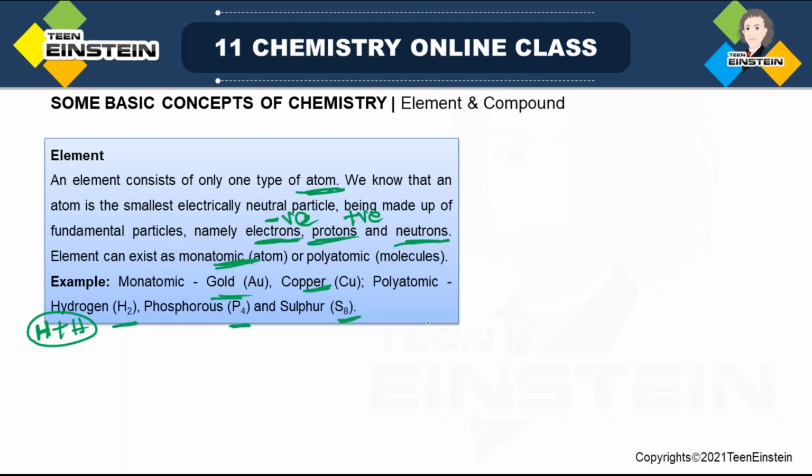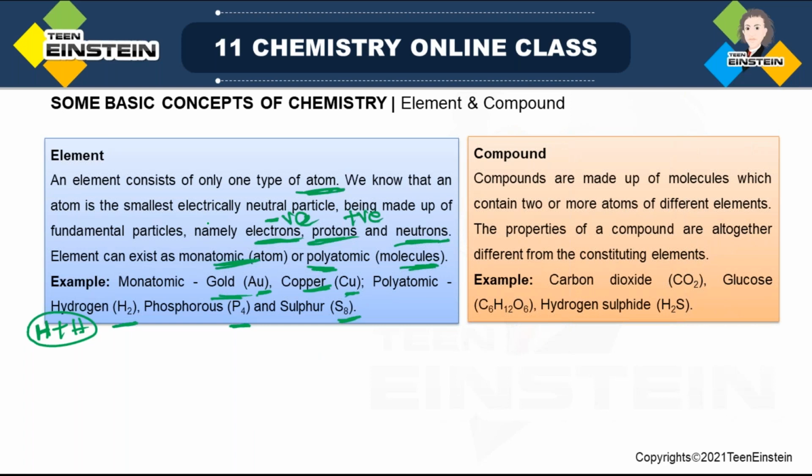You can use the term molecule only when there is more than one atom. If it is diatomic, triatomic, tetraatomic, or in general polyatomic, then only it will be a molecule. But when a single atom is present like sodium, potassium, gold, it is not Au2 or Au3, it is only one Au, only one Cu. So that is why it is monoatomic.